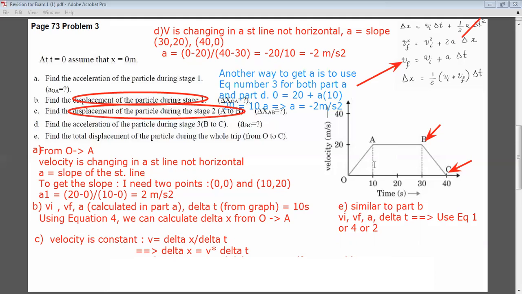So it will be 10 times 20 divided by 2, plus area of the rectangle, which is length times width. So it will be 20 times 20, plus area of this triangle, which is again length times width divided by 2. So it's 10 times 20 divided by 2. So let me put it here. Another way for the total displacement is the area.